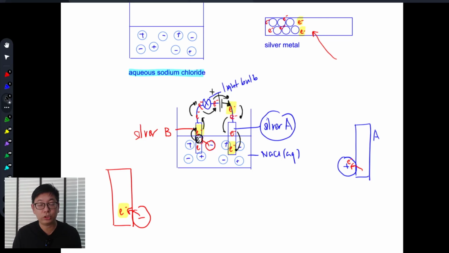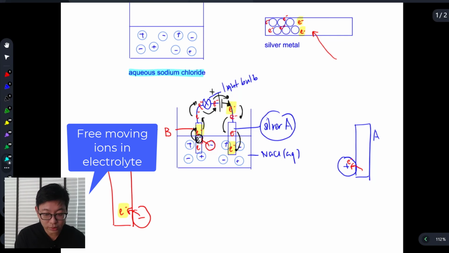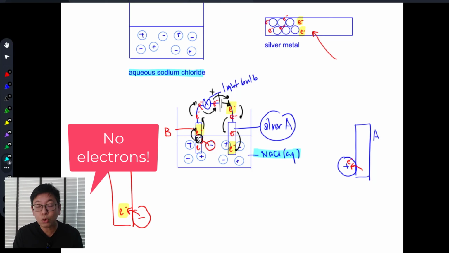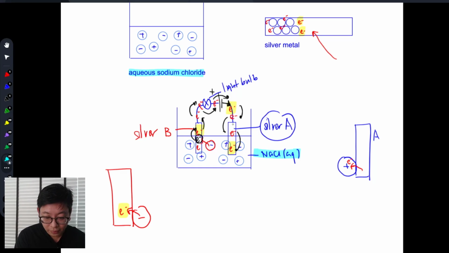So that's how electricity is being conducted, and therefore for your aqueous electrolytes, it is the presence of free-moving ions. Notice there are no electrons in the electrolyte, only free-moving ions, and in your metal bar, there are only your mobile delocalized electrons. Let me just highlight in yellow. And so this is how the flow of electrons in a circuit works.